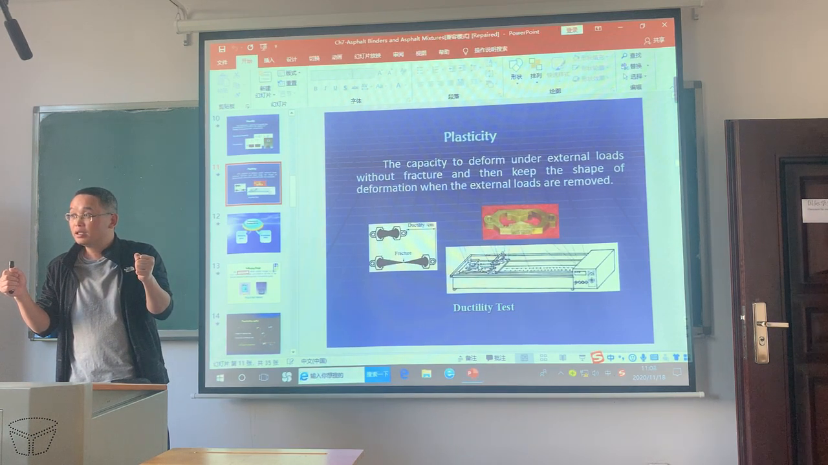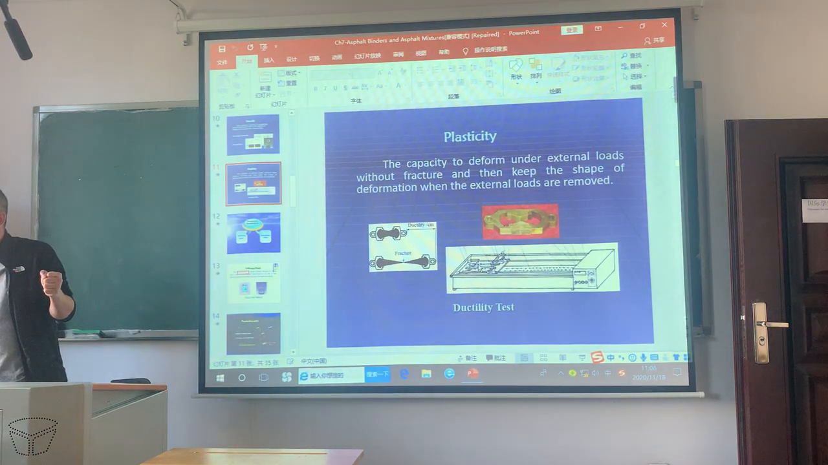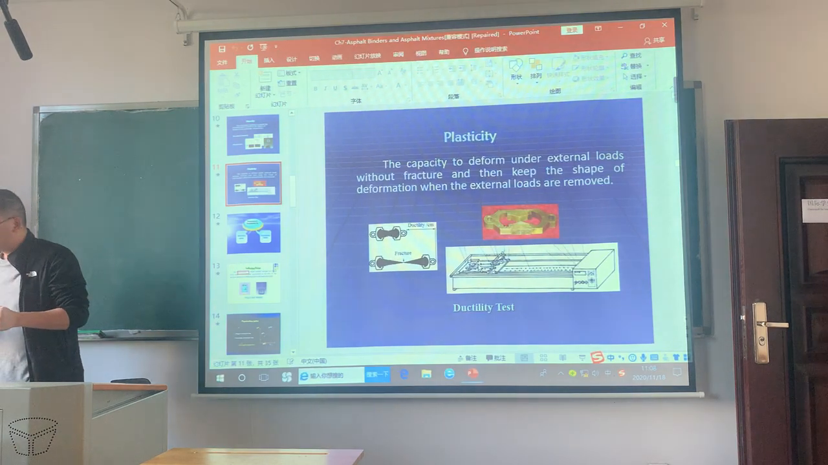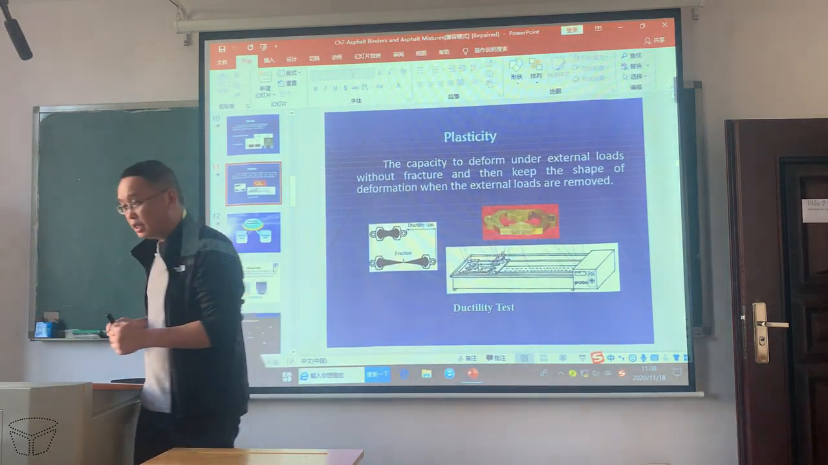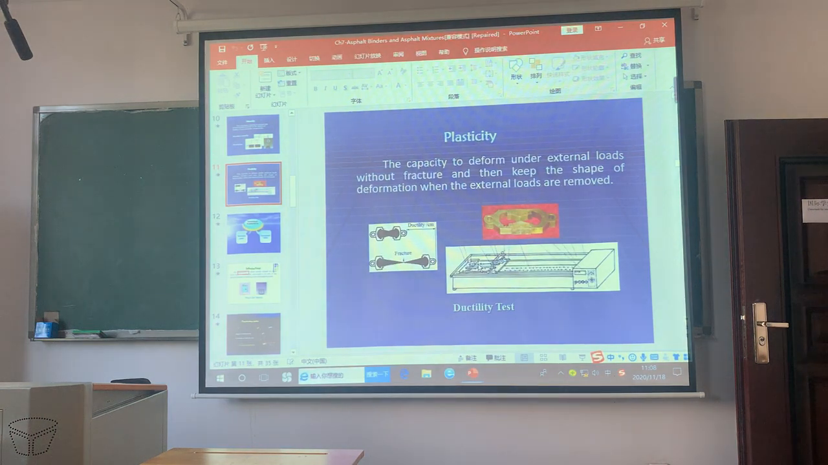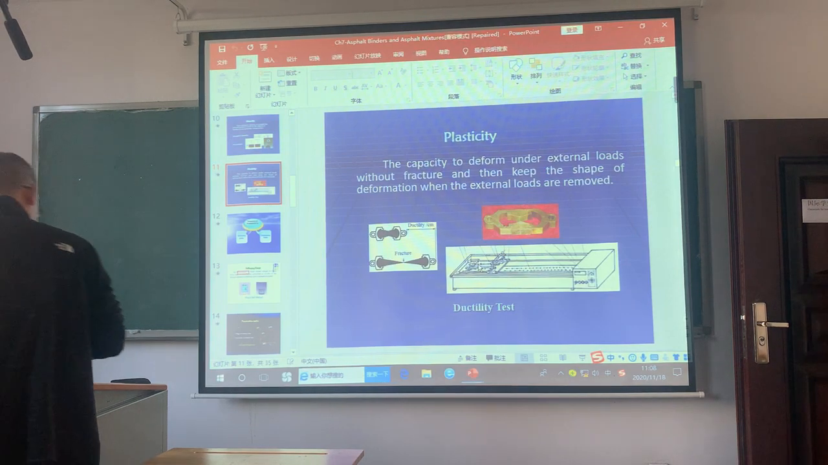How does the viscosity vary with temperature? If you have temperature and viscosity, when the temperature increases, the viscosity decreases. Absolutely. And the penetration, if the viscosity decreases, the penetration is... Okay, I understand.